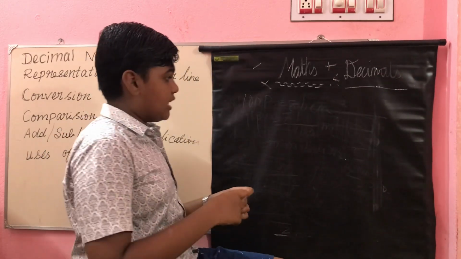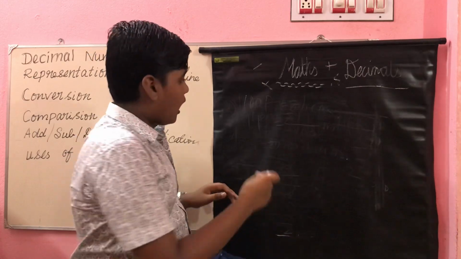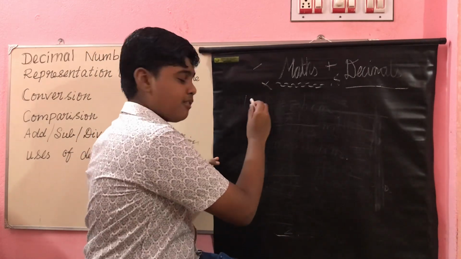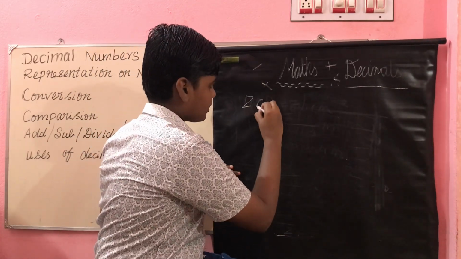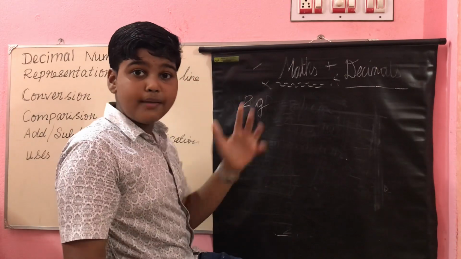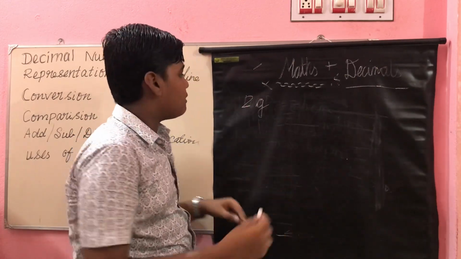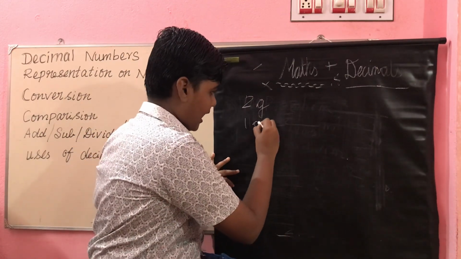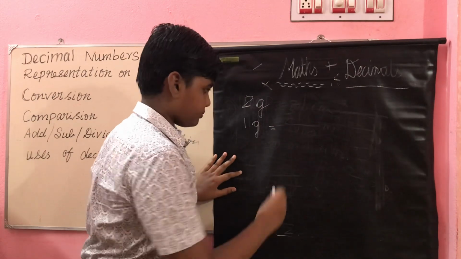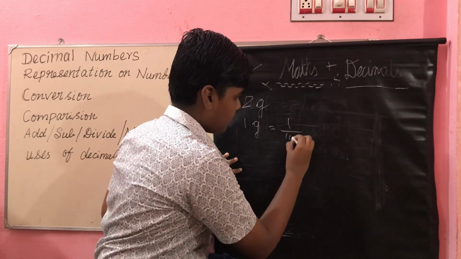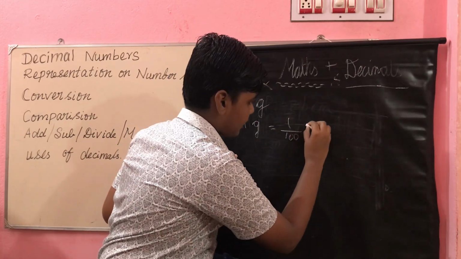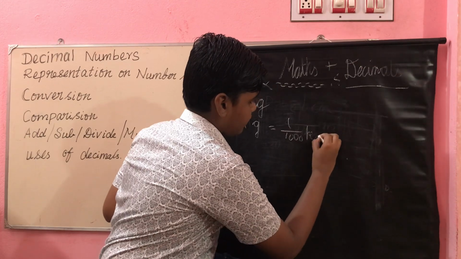Okay, now let's see about the kilograms, about mass and weight. So now I'll be putting a small problem. Gram. So now I'm going to convert this into a kilogram. So we all know 1 gram is equal to 1 by 1000 kilogram.